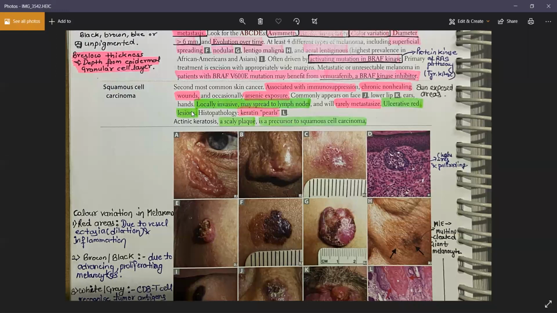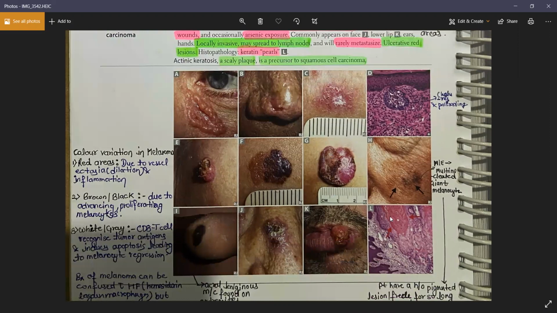Okay, and on the histology you will get keratin pearls. As you can see, these pinkish lesions will be seen on the histology of the patient, on the biopsy of the patient. And whenever you see the keratin pearls, you will immediately know that the patient is having a squamous cell carcinoma. These are the hallmark features. So ulcerations and the presence of keratin pearls, these are the two hallmark features of the squamous cell carcinoma.